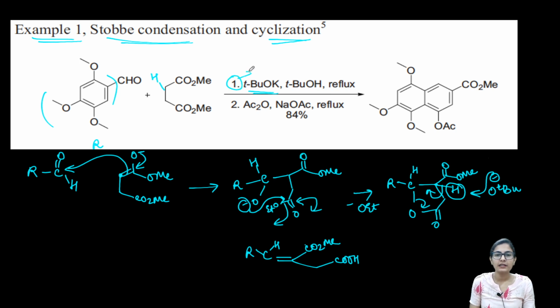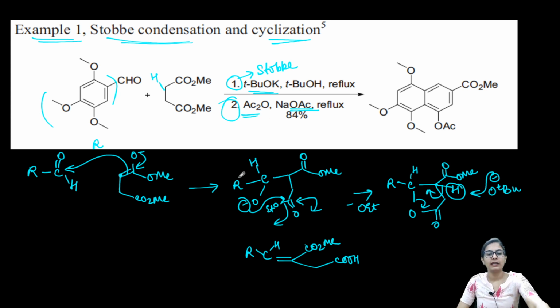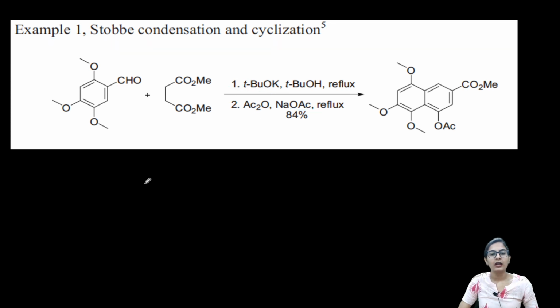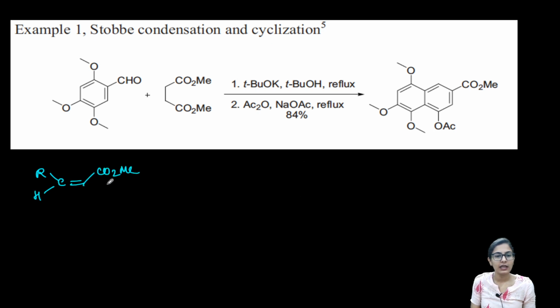The first step is the Stobe condensation, very well. What is the other step? The other step, we are having acetate in the presence of acetic anhydride. What does that mean? That means that we have a cyclization possibility. So now I'm going to erase and make space for the next step. Alright, so guys, what did you get? You got something like this from the first step, CO2Me, and yes, COOH. Alright, now just open up this R ring.